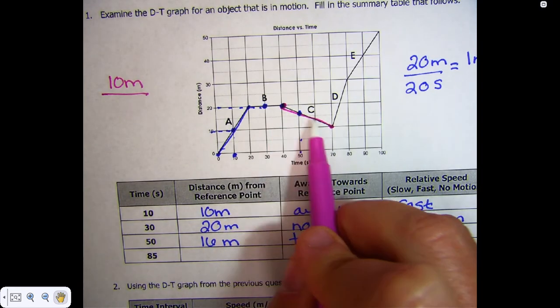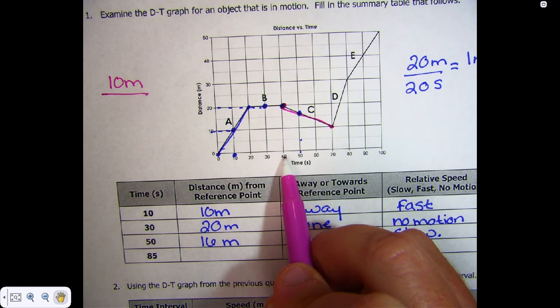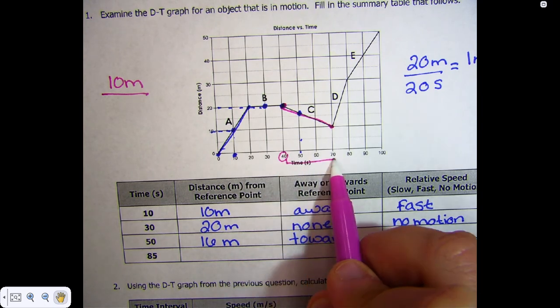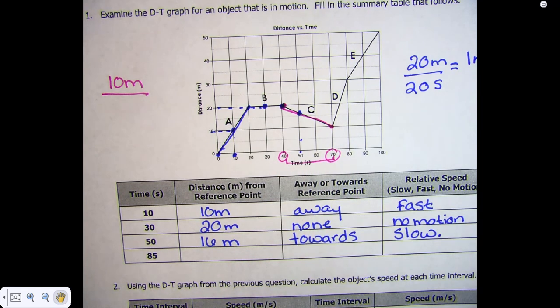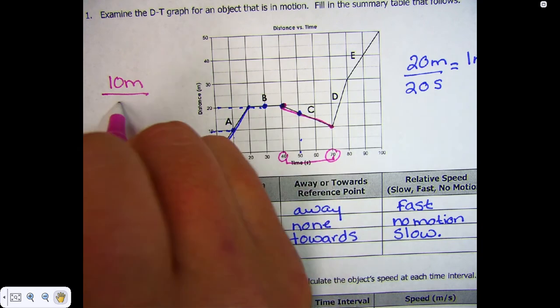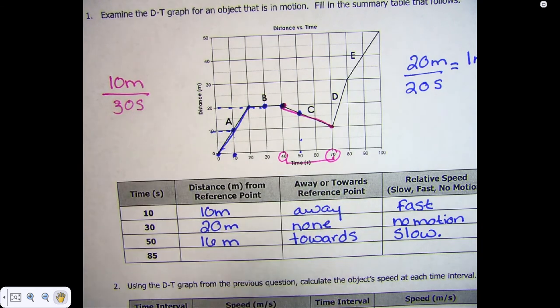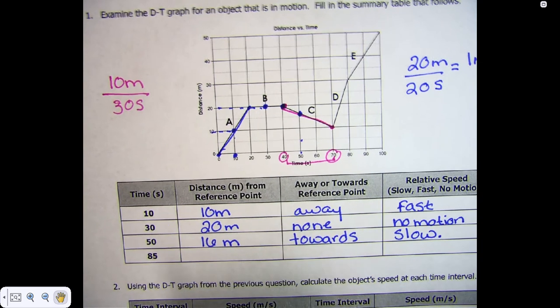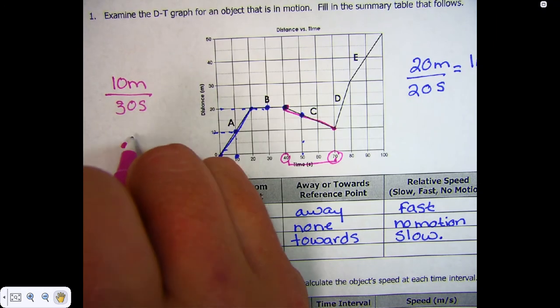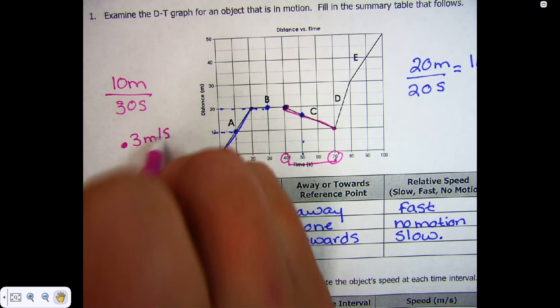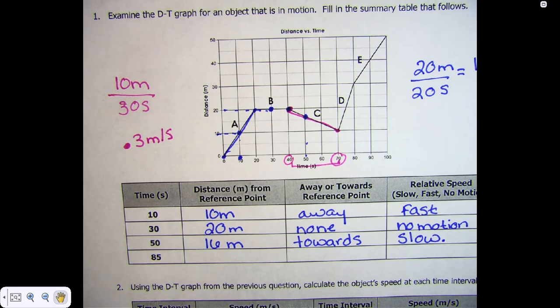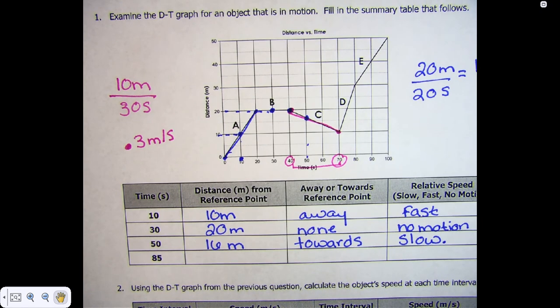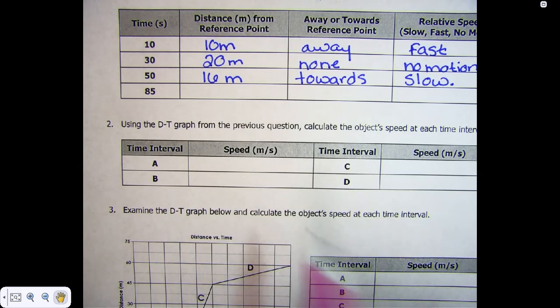How long did it take me to travel those 10 meters? Well, I started at 40 and I end at 70. So that didn't take me 70 seconds to do it. It only took me from 40 to 70, which is 30 seconds. Okay, so you do the math and you end up with 0.3 meters per second. Now in my class, give me decimals, don't give me fractions. Put it in a calculator and solve it. Okay, so that kind of explains this section to you.